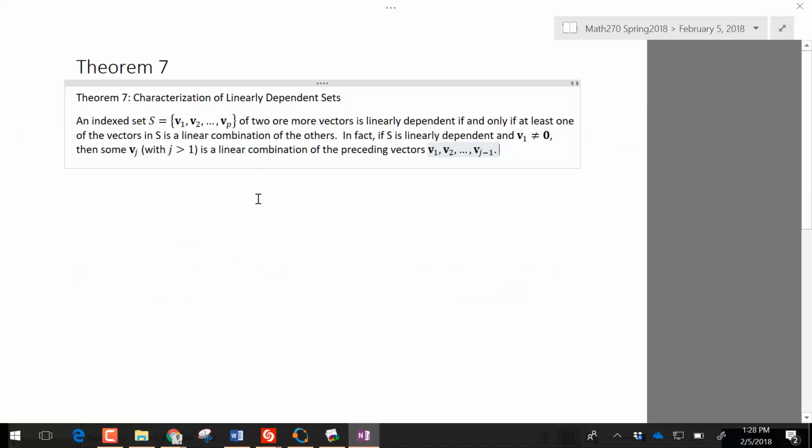So there's a theorem here. It says an indexed set v1 through vp of 2 or more vectors is linearly dependent if and only if at least one of the vectors is a linear combination of the others. In fact, if S is linearly dependent and v1 is not equal to 0, then you can find a vector in another position that's going to be a linear combination of the previous vectors that are before that.